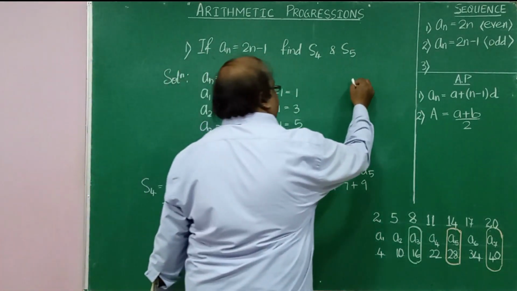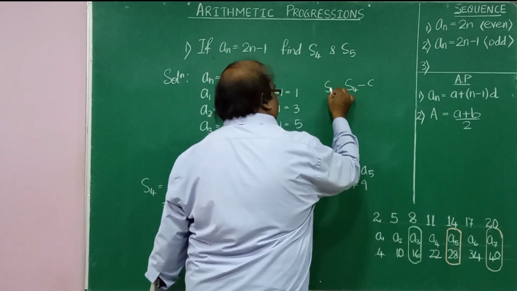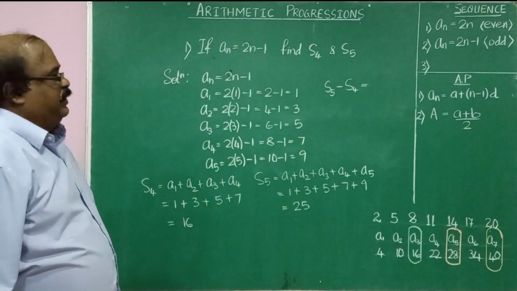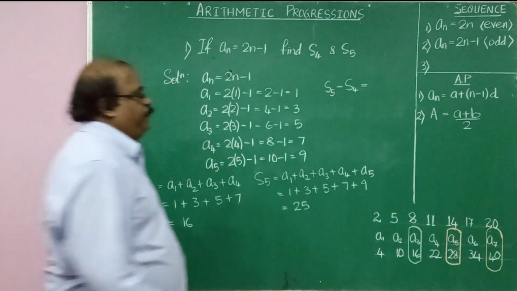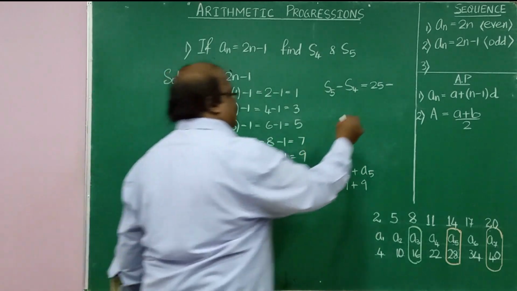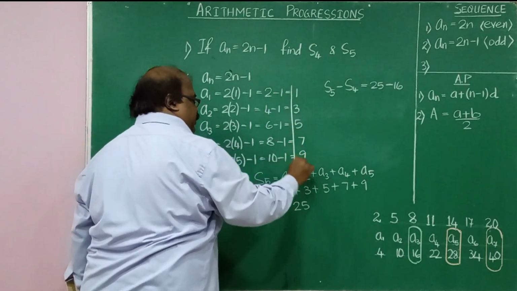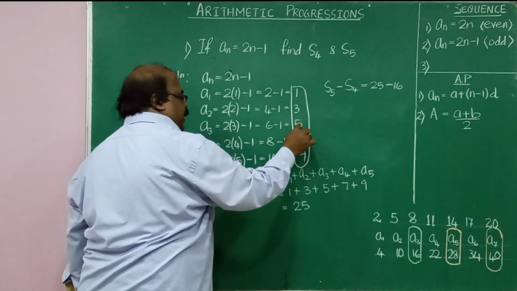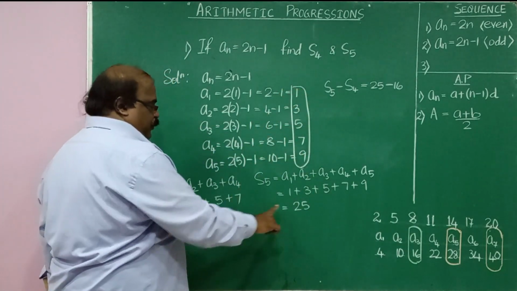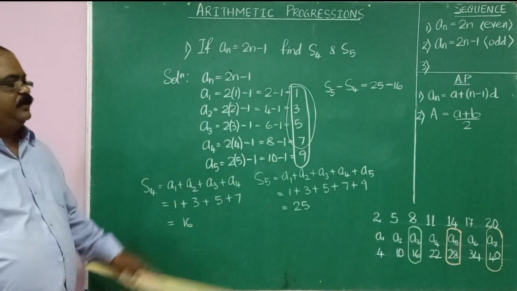Now let's see what S5 minus S4 is equal to. What is S5? 25. What is S4? 16. I have got a sequence of odd numbers as you can see over here: 1, 3, 5, 7, 9. S5 is the sum of all these 5 terms, which is 25. S4 is the sum of these first 4 terms, which is 16.